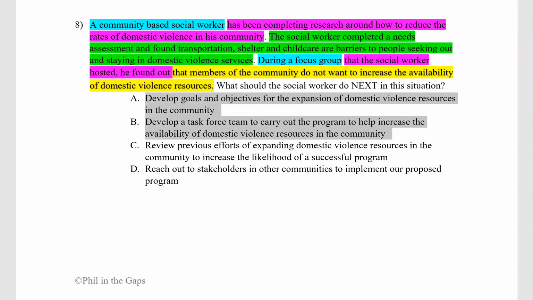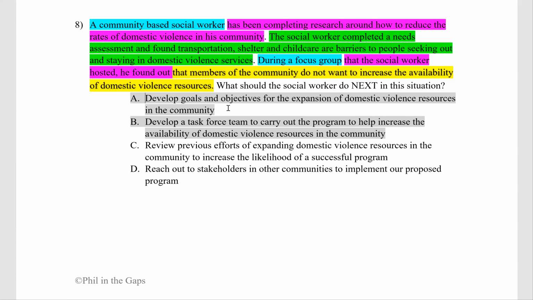So right off the bat, we're going to rule out A and B. Why? A is assuming that the community wants to go ahead. They said, we do not want to increase the availability. And the main determinant of what we do with and for our situation in community work is the community. They said, we don't want this. So we're not going to develop goals and objectives to expand, because they don't want it. And B is going to be incorrect because the task force team comes after we develop the goals and objectives.